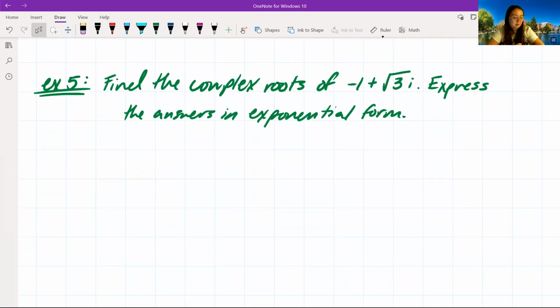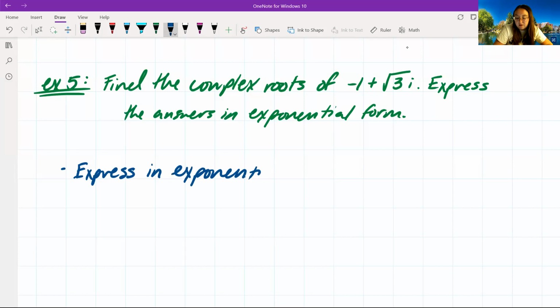So let's do an example. We're going to find the complex roots of -1 plus the square root of 3i. Then we're going to express the answers in exponential form. First thing we want to do is express this in our exponential form. Since we want to use our equation, this means we need our exponential form there.